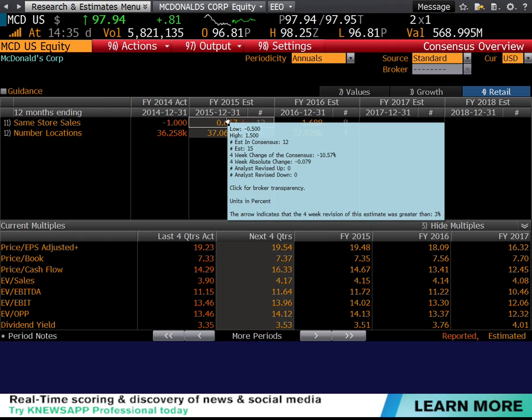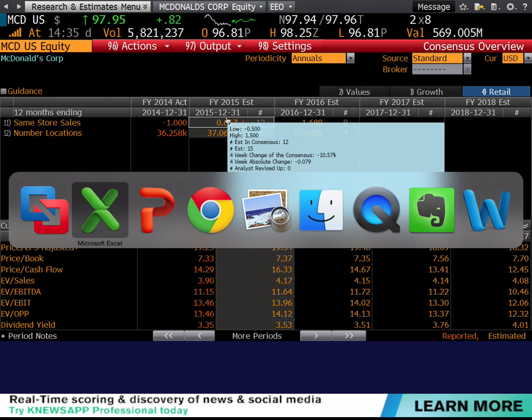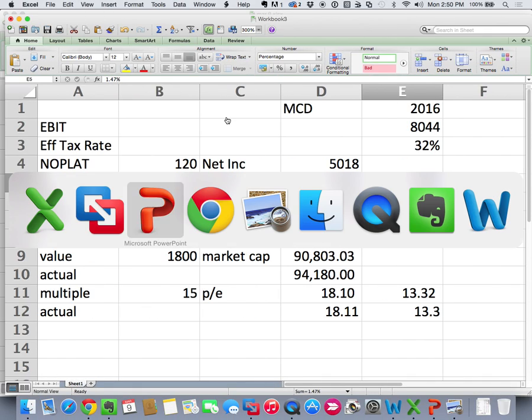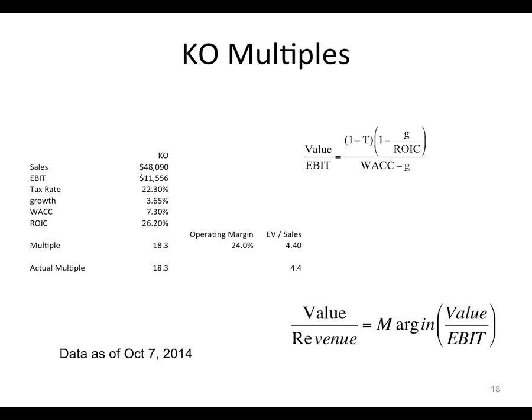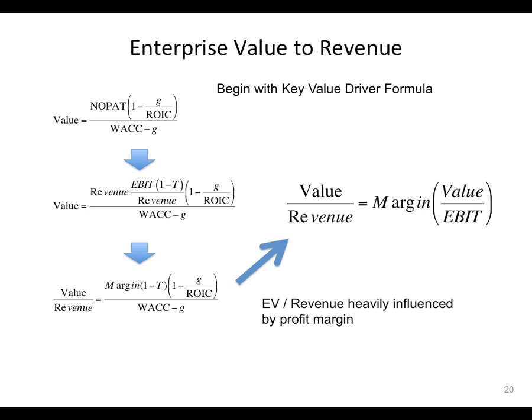Okay? This is the story that you will be able to tell for your next graded homework assignments and throughout the semester. Finally, enterprise value to sales. How do we get to an enterprise value to sales multiple? Well, again, we'll start with our key value drivers, and we'll get to enterprise value to sales.